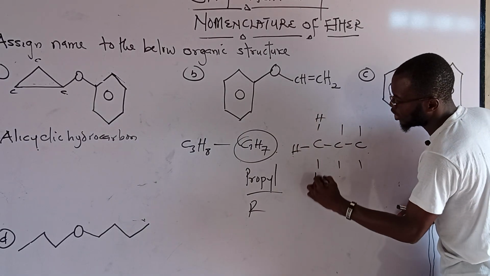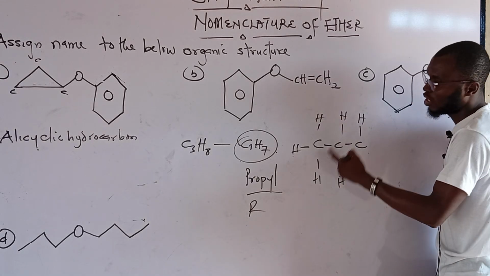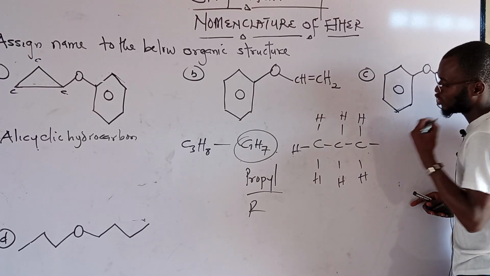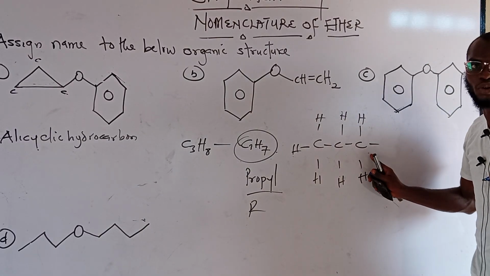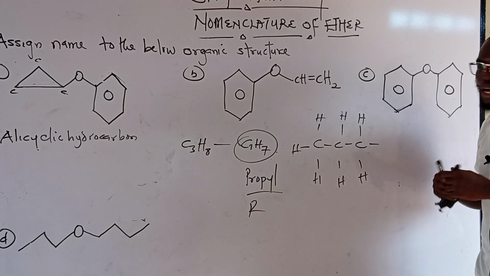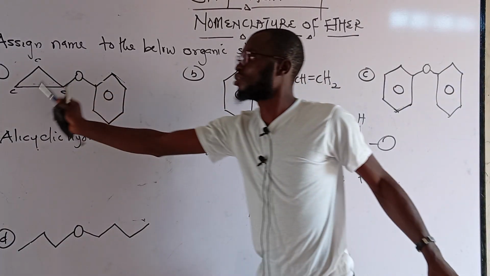Hydrogen here, hydrogen here, hydrogen here, hydrogen here, hydrogen here, hydrogen. How many hydrogen? 7. 1, 2, 3, 4, 5, 6, 7. There's one hydrogen that is being removed here. So are we together? Then it's being replaced with oxygen. That's what this structure means.